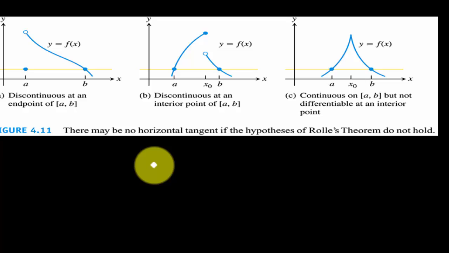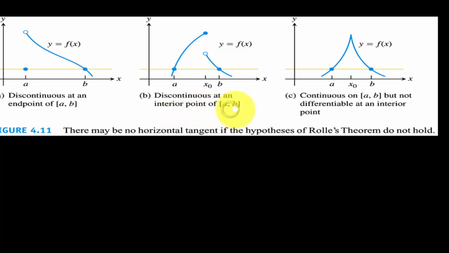Well, what are these new figures that we have here? It says here that there may be no horizontal tangent if what? If the hypotheses of Rolle's theorem are not satisfied. Now, what do they want? It has to be continuous on the closed interval. See, this is not continuous on A to B. So even if you have f of A equal to f of B, but it's not continuous, then you won't get a flat slope.